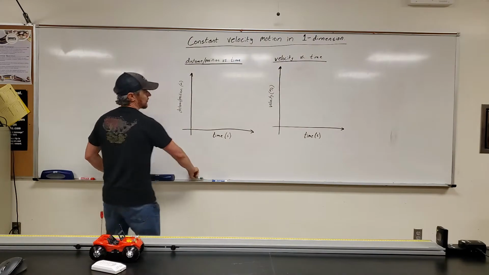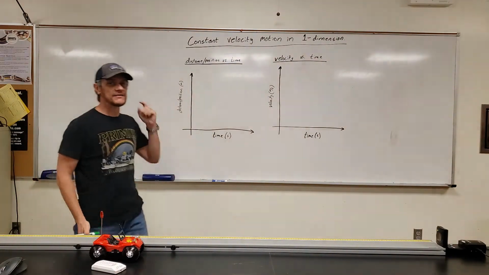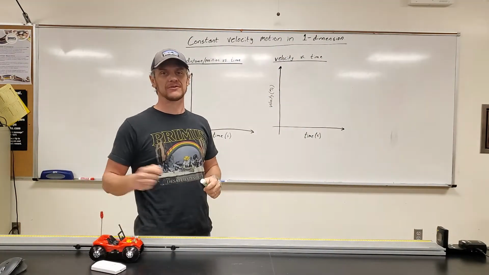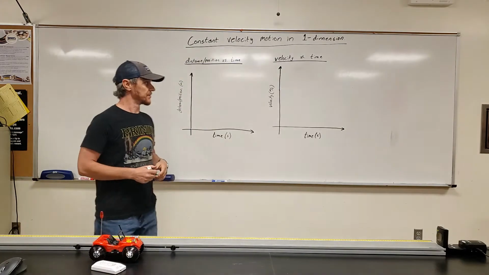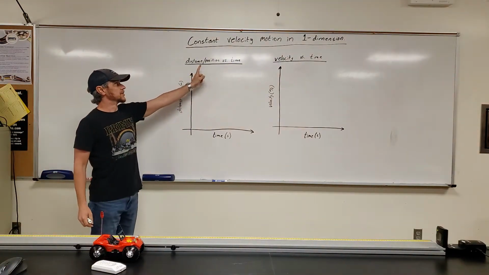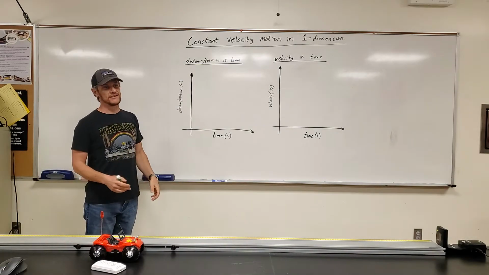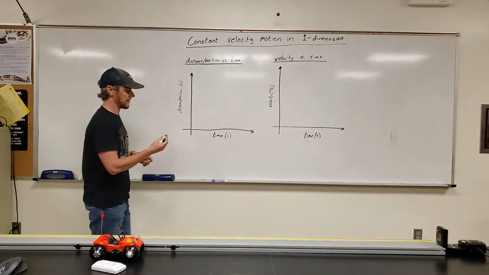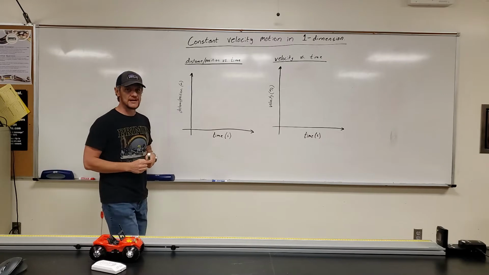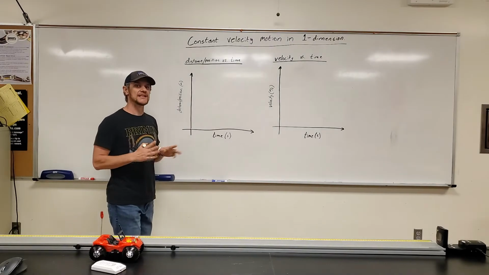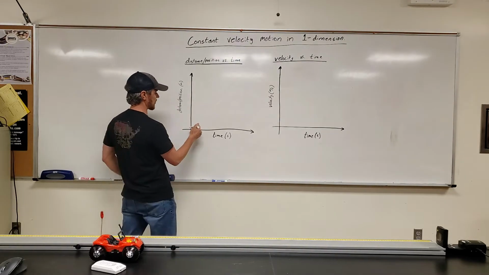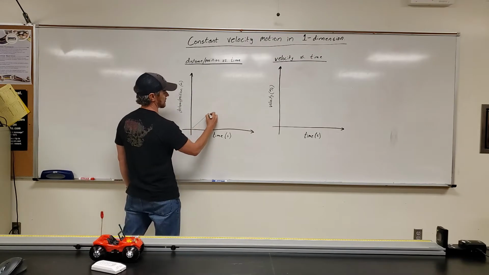Before we do that, though, I do want to recap what we should expect these motion graphs to look like for an object traveling at constant velocity or constant speed. The position versus time or distance versus time graph, you can use those synonymously, for an object traveling at constant speed is a linear graph. And so I should expect something that looks kind of like this.